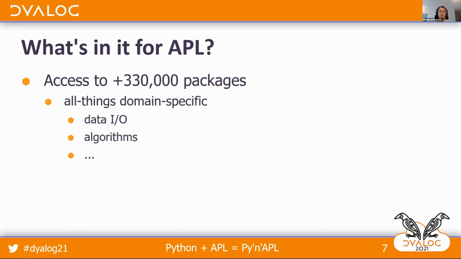And so when you need something that's very specific to your domain, for example, doing some data input or output in maybe some weird format that's appropriate for your use case, or if you need some specific algorithm, then it's likely that someone else already implemented that in Python.